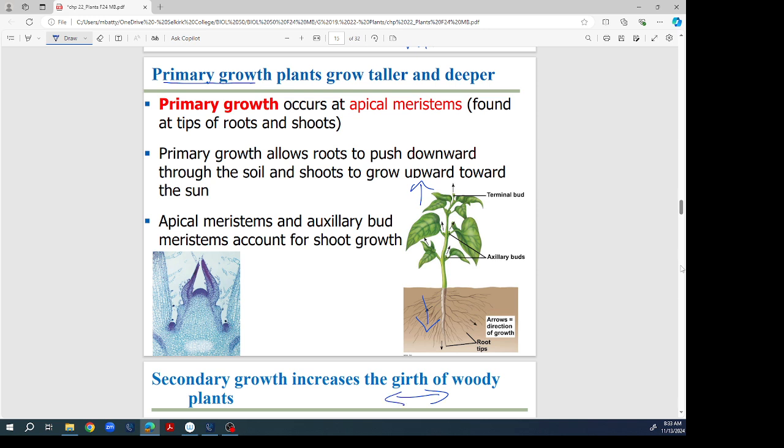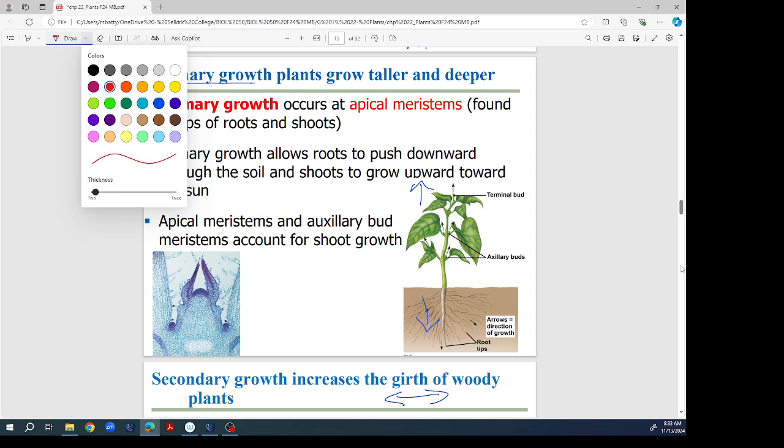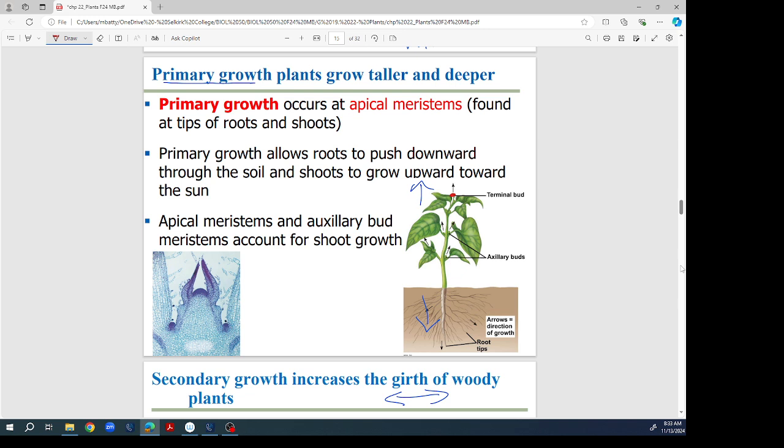So the primary growth happens at locations called apical meristems. So at the apex or the leader of a tree, or any leaf node here, these axillary buds, or at the tip of a root. So those three locations that I've put in red there would be apical, axillary, and root. So these are all apical meristems. So that's where primary growth happens.